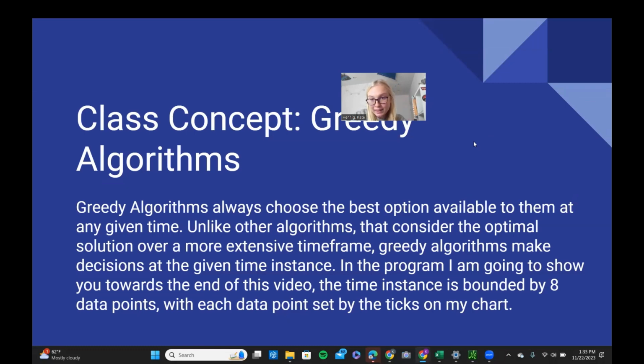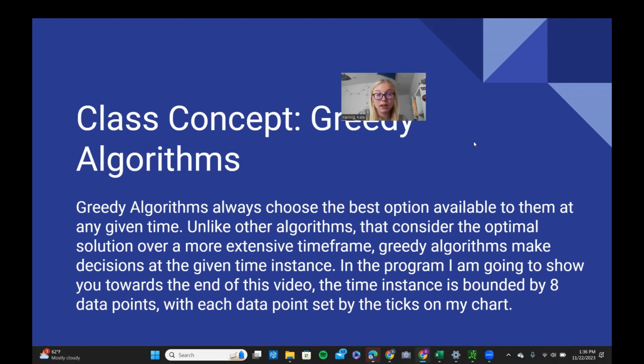Hi, my name is Kate Hennig, and for my honors presentation, I'd like to talk about greedy algorithms, a concept we learned in 222. I'm going to be applying them to algorithmic trading, specifically on my Thinkorswim trading platform, and showing how greedy algorithms allow me to make decisions in order to buy or sell on stocks.